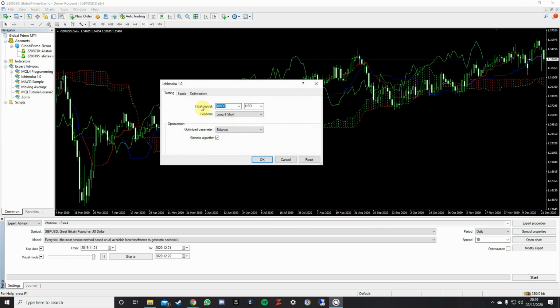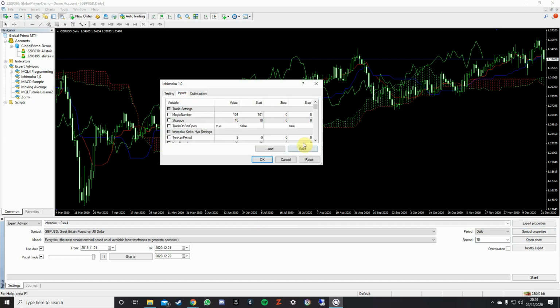Initial deposit, let's say, of 10,000. And for the first one, what I'm going to do is turn the money management settings off to false and just leave it at 0.1. I'm going to put it at the smallest size. So let's leave it at 0. We'll do 0.05, let's say. So we've got that. I'm just going to leave all the other settings as standard.